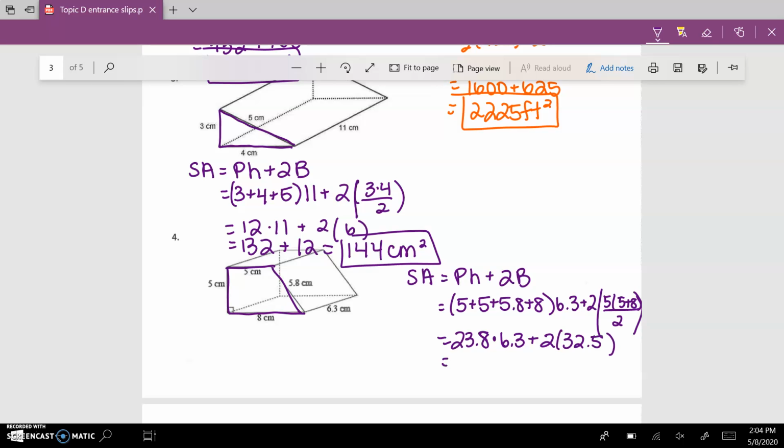So when I multiply, I get 149.94 plus 2 times 32.5 gives me 65. So in the end, I get 214.94 square centimeters. Okay, so they're all the same idea. You just have to remember how to find the area of each of these bases.